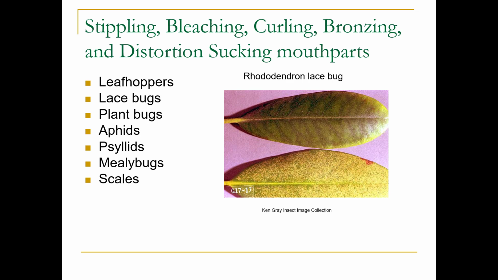So other damage you might see are stippling, bleaching, curling, bronzing, and distortion. And this is a rhododendron lacebug, and you can see on that, especially on that bottom leaf, that's what stippling is. It's just these little specks. It looks like little white dots. White or yellow dots, and these are from piercing, sucking mouth parts. So these include leafhoppers, lacebugs, plant bugs, aphids, psyllids, mealybugs, scales, also whiteflies, adelgids, etc.